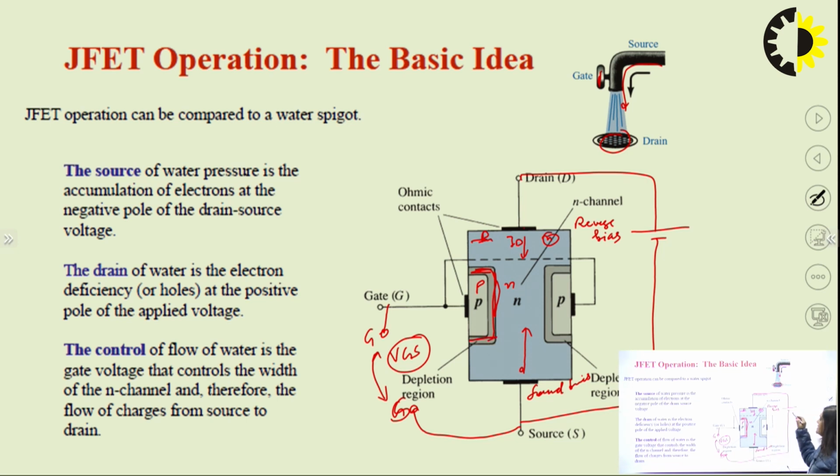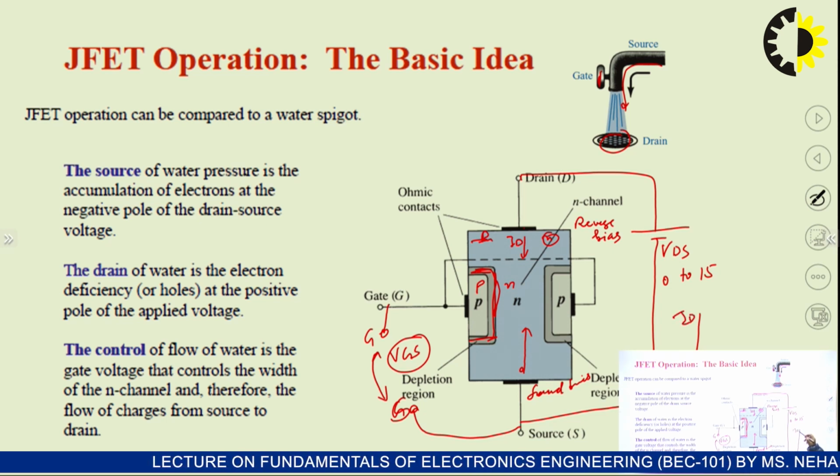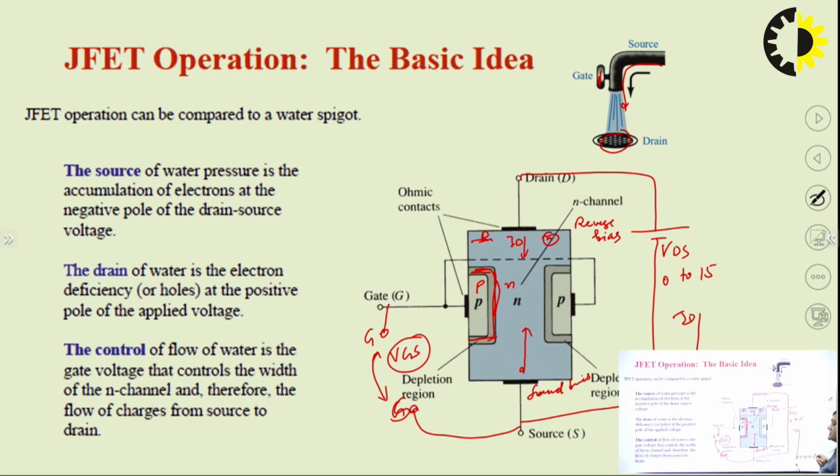If we vary this VDS from 0 to 15 volt, this is VDS and this is ID. We vary the VDS like 0, 1, 2, 3, 4, 5, so VDS is continuously changing. By changing the VDS, the number of charge carriers coming from source to drain continuously increases, and due to the increase in the charge carriers, the ID current will also increase. So here ID current will increase in this pattern.